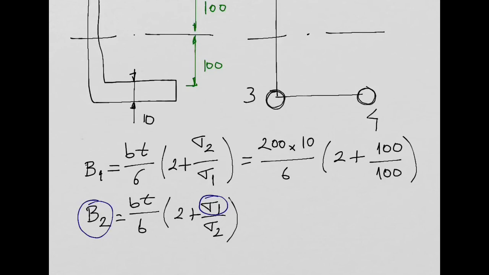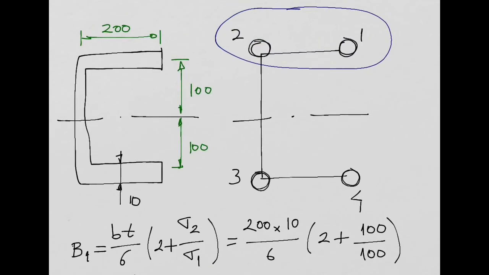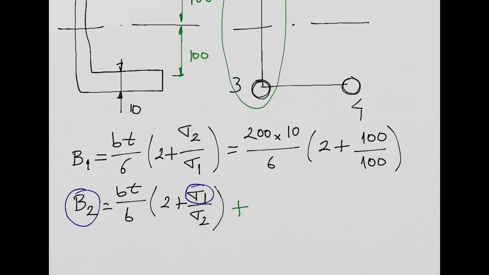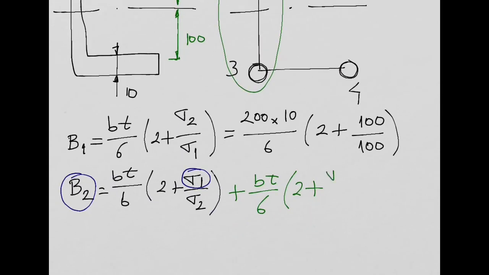But do you think this is it for boom number two? Do you think this is it? What about this plate here, this vertical plate here? Don't you think there is going to be a contribution to the area of my boom number two from this vertical plate as well? So I need to add here, and this is now very important, look at this, BT over 6, 2 plus, I need now sigma 3 over sigma 2. I'm going to write it like this, and then we can replace.